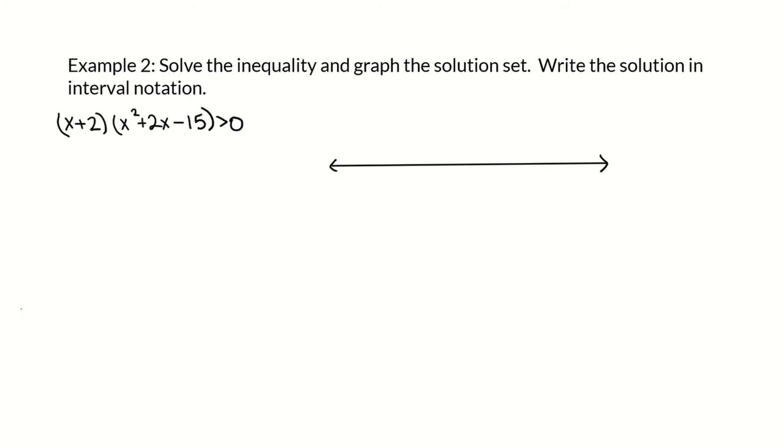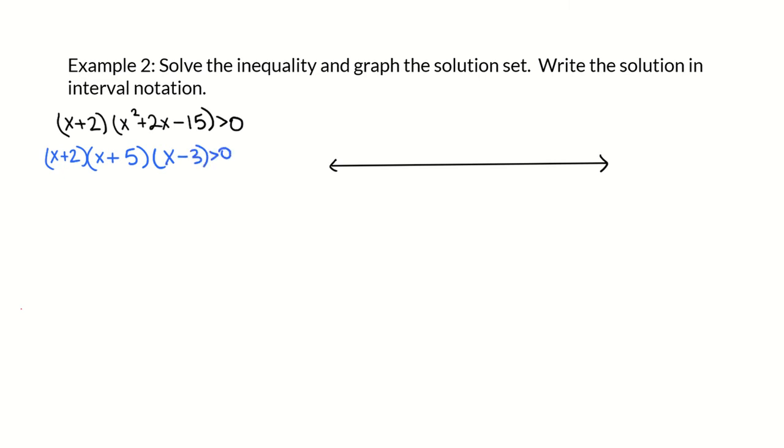X plus 2 is already completely factored, but we can factor x squared plus 2x minus 15 further. So we look for the numbers that multiply to negative 15 and add to 2. Those two numbers are positive 5 and negative 3. So this factors to x plus 2 times x plus 5 times x minus 3.